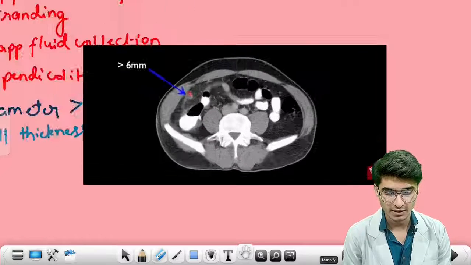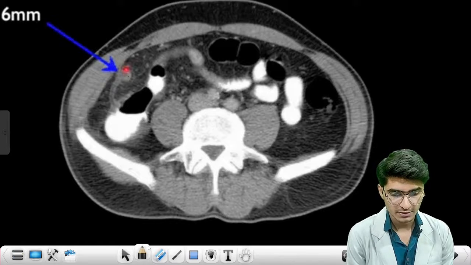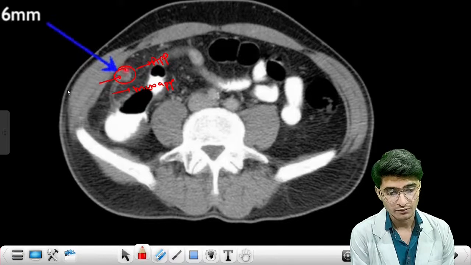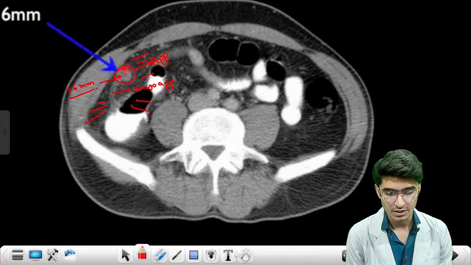So let me just magnify that. Okay, so this is the appendix here. So this is the mesoappendix here, right? And this portion is the appendix here. Okay, and the diameter of this is more than 6 mm, and we can find the periappendicular fat stranding and the haziness present around, and the periappendicular fluid collection is being seen here as well.